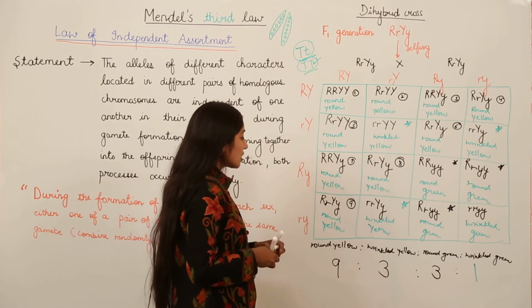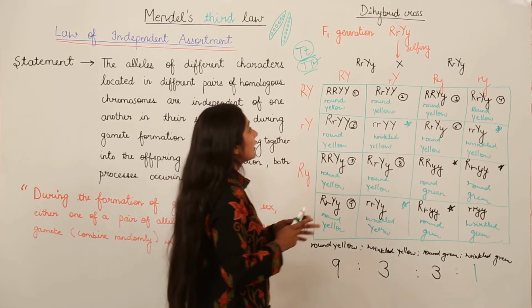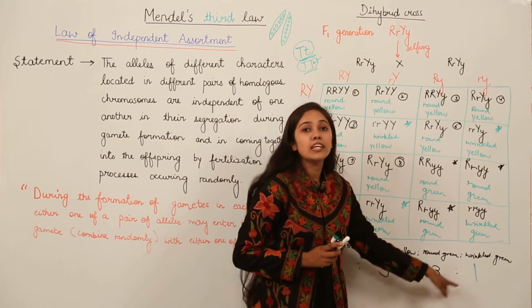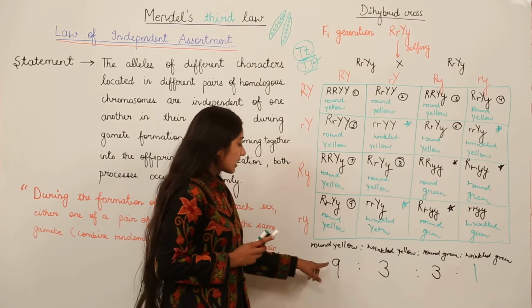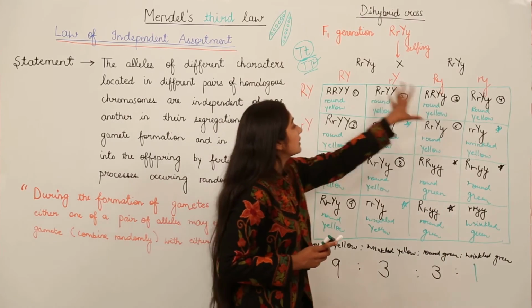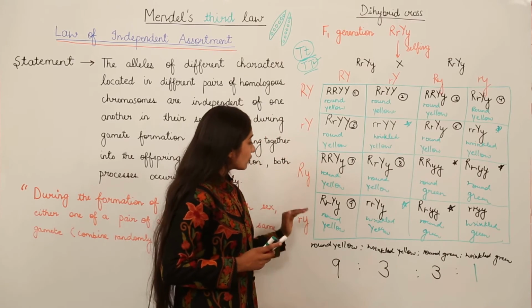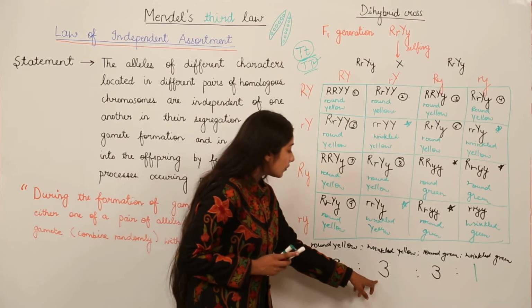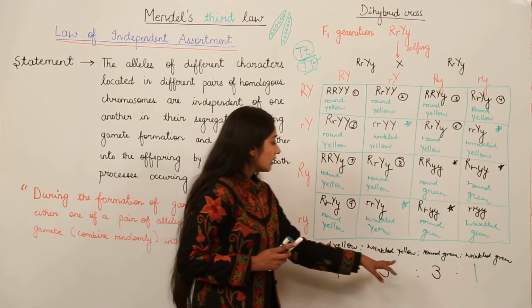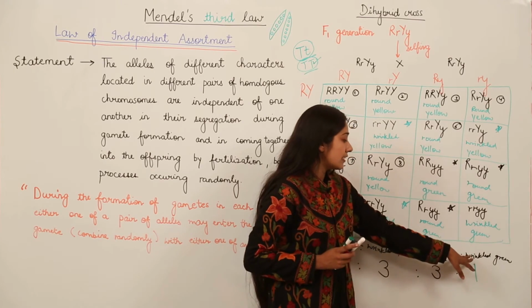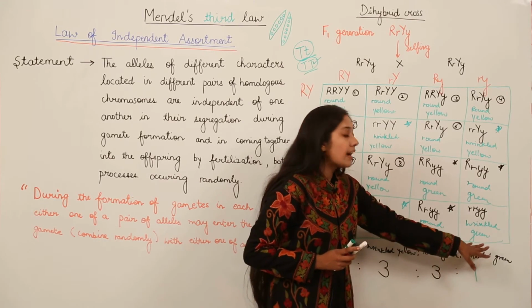So the phenotypic ratio for Mendel's dihybrid cross is 9:3:3:1. When you count it, 9 plus 3 plus 3 plus 1 is equal to 16. So we have arrived at all these 16 combinations, and out of these 16 plants, we have 9 plants which are round yellow, 3 plants which are wrinkled yellow, 3 plants with round green, and 1 plant which has wrinkled seeds and green cotyledons.